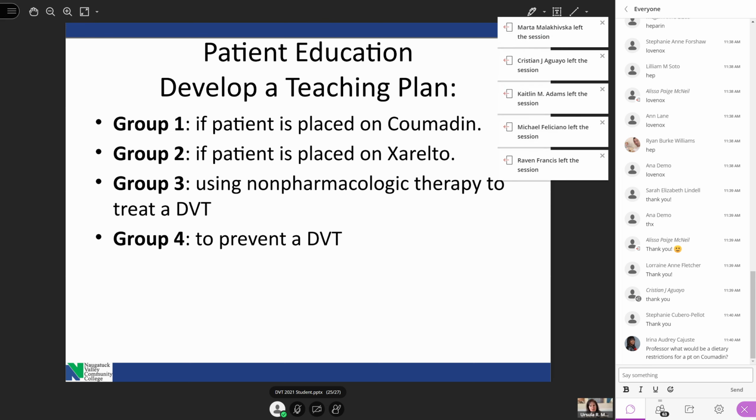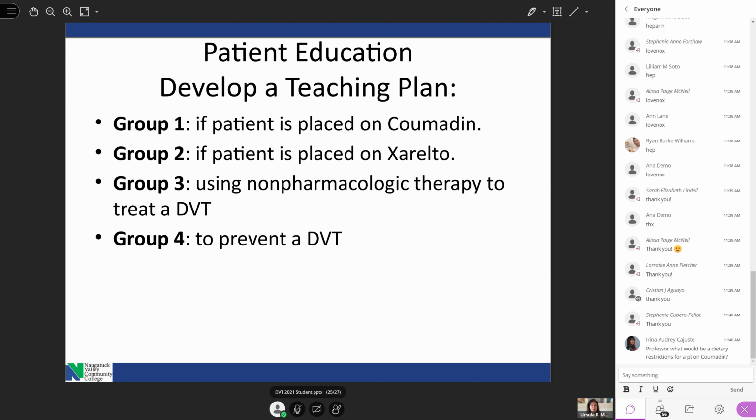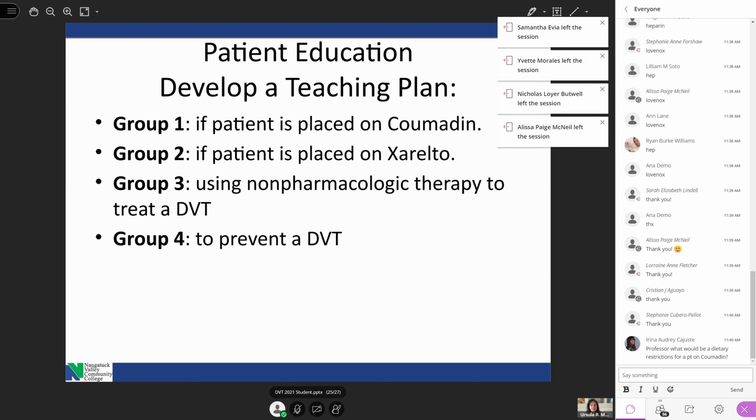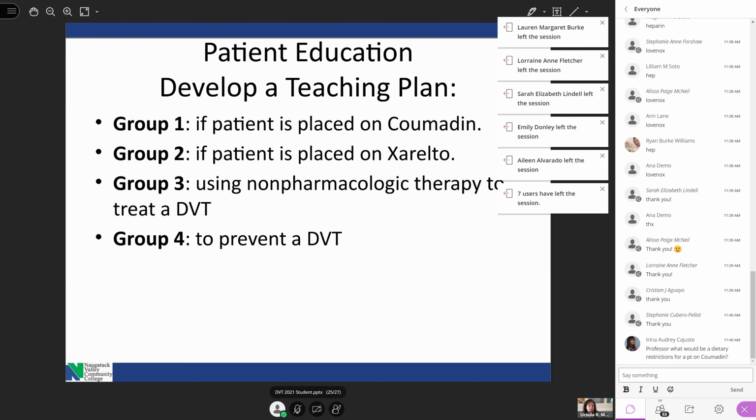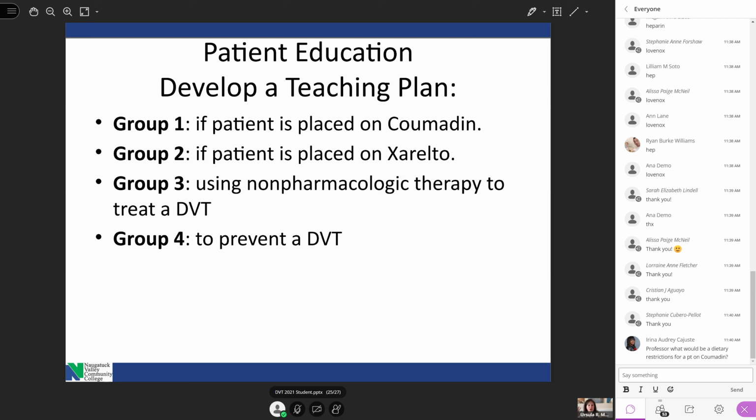What would be a dietary restriction for a patient on Coumadin? It's not so much dietary restrictions on any dark green leafy vegetables. It's not that they're restricted. It's that you have to eat them consistently. If you eat a huge salad with spinach one day, and then tomorrow you eat nothing, and then you don't eat it again for another week or two, then you eat a whole lot, it's going to throw off your INR. So you need to be consistent and eat a little bit every day or a lot every day, whatever you normally eat. You just need to be consistent.